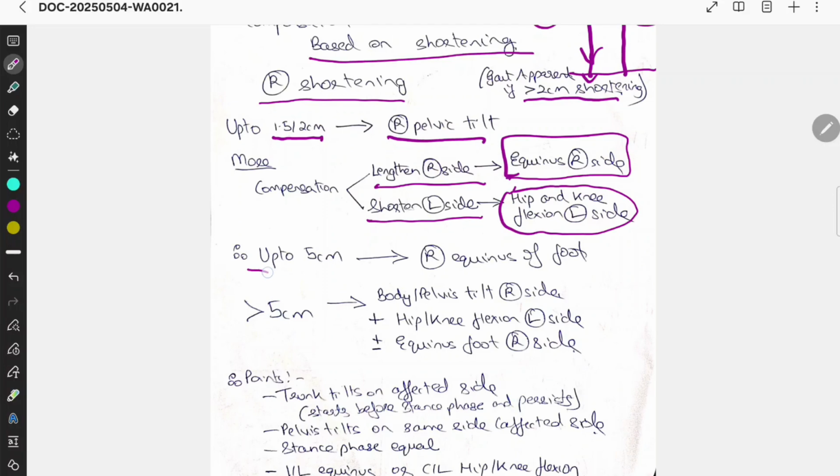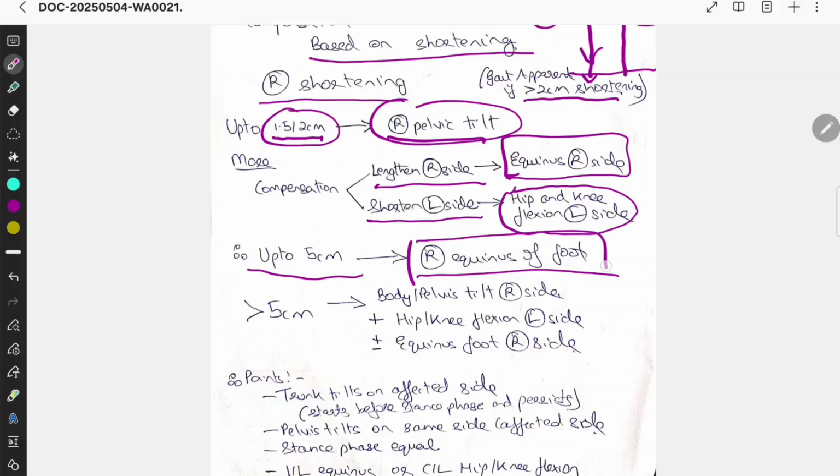Okay, so up to 5 centimeters. So we understood up to 1.5 to 2 centimeters, right-sided pelvic tilt. Up to 5 centimeter, lengthen the right side, right-sided equinus of the foot, and more than 5 centimeter, it is a combination of pelvic tilting towards the right side, that is the ipsilateral side, hip and knee flexion over the contralateral left side to functionally shorten the opposite side, and equinus of the foot on the ipsilateral right side. Am I making sense? Okay.